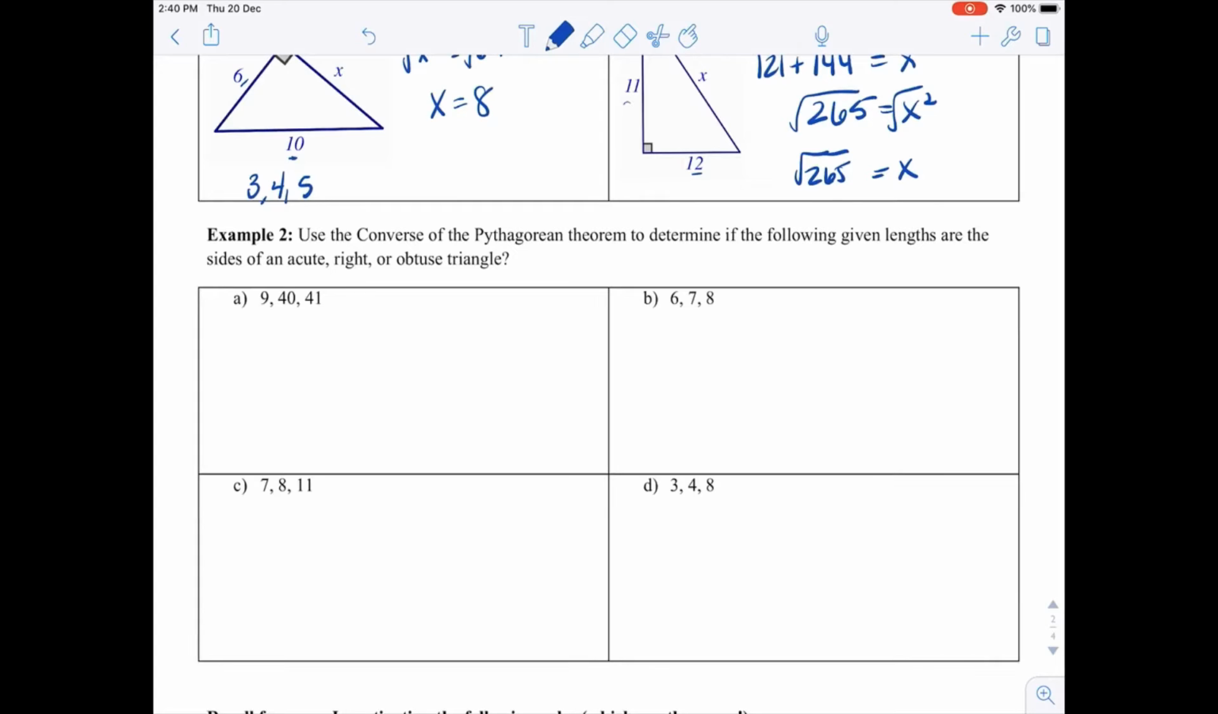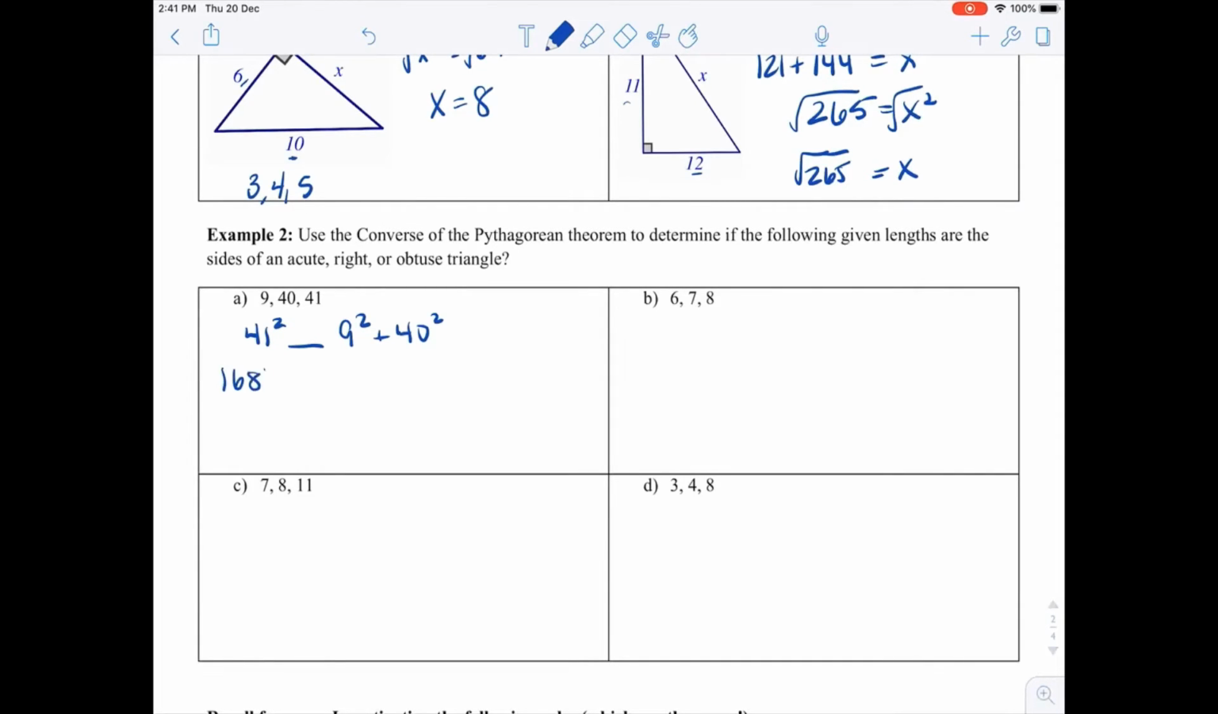So in this first one here, 9 plus 40 is 49, which is greater than 41, so we know that this is a triangle. So I'm going to set up the Pythagorean theorem to see if this is right, obtuse, or acute. So I set up 41 squared. We don't know what the relationship's going to be with 9 squared and 40 squared.